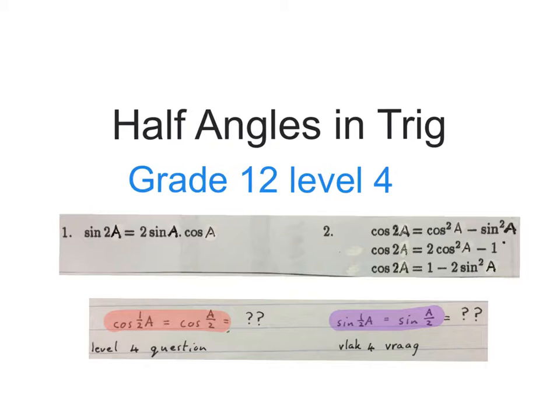Next thing I assume is that you know your double angle identities. Here's your sine 2A identity, the cos 2A that can be written in three different ways. For the cos half A, I'm going to go through that formula, and for the sine half A, I'm going to go through this formula.